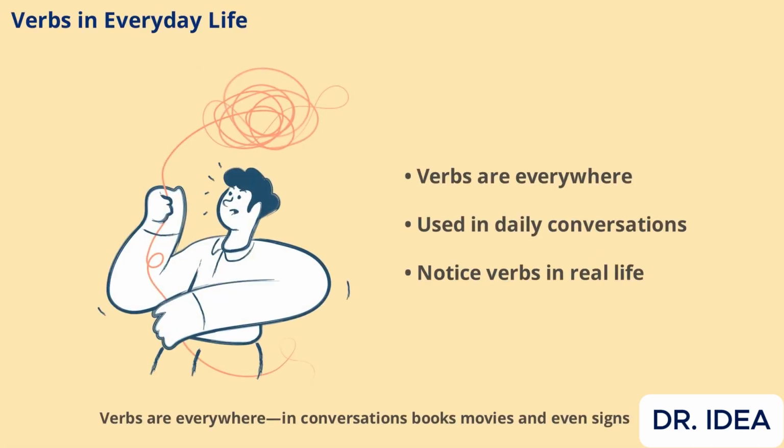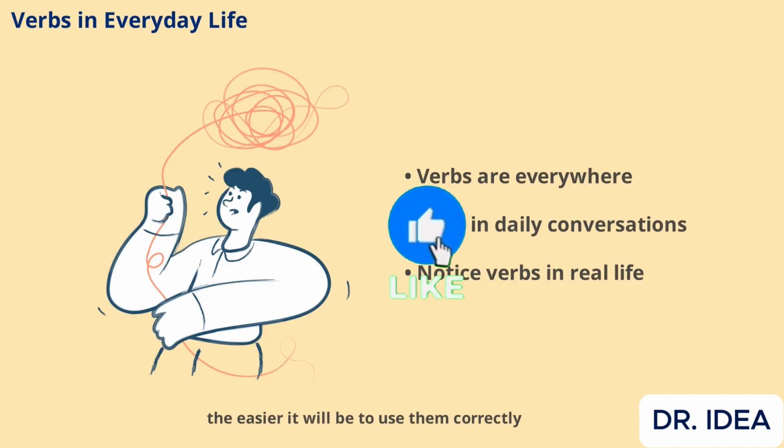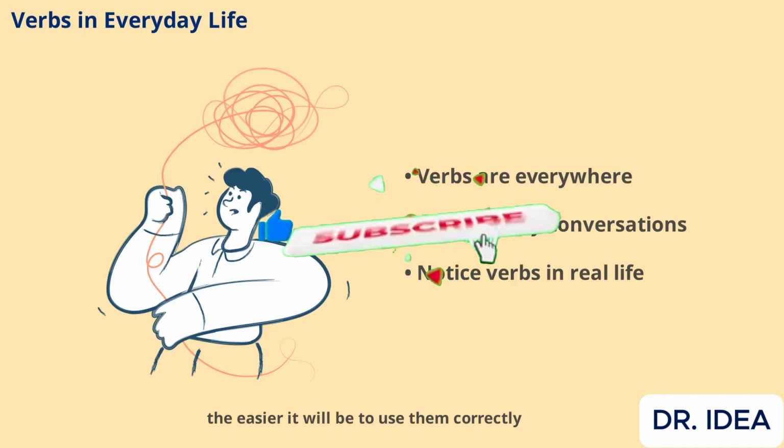Verbs are everywhere in conversations, books, movies, and even signs. Every time you describe an action, a feeling, or a state, you're using a verb. For example, I love music. She feels tired. Or they own a shop. The more you pay attention to verbs in daily life, the easier it will be to use them correctly.